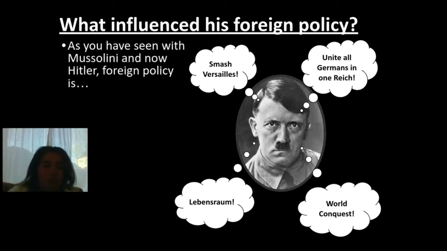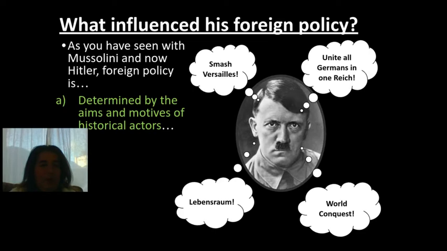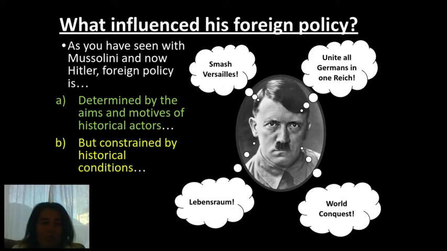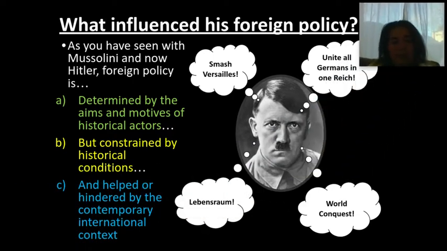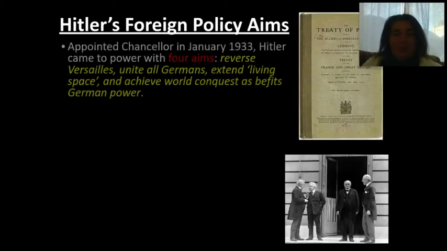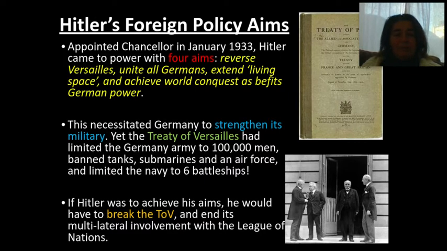As you have seen with Mussolini and now Hitler, foreign policy is determined by the aims and motives of these historical actors, but really they were constrained by historical conditions, and helped or hindered by the contemporary international context. For the international context, we have to go backwards to the successes and failures of the League of Nations and the international treaties. So, Hitler's foreign aims. Remember, he was appointed chancellor in 33.